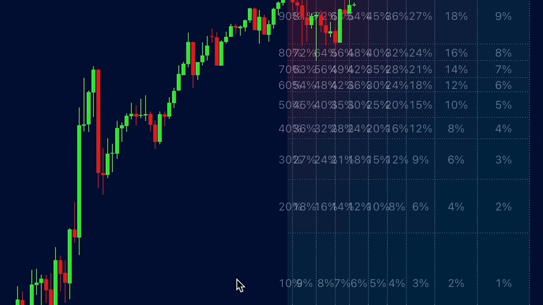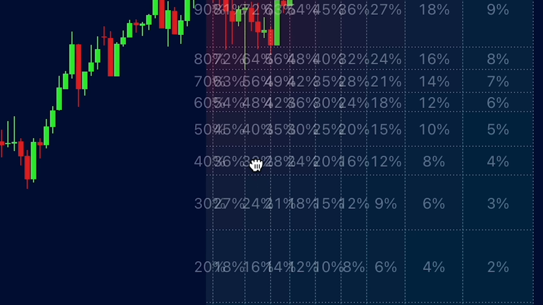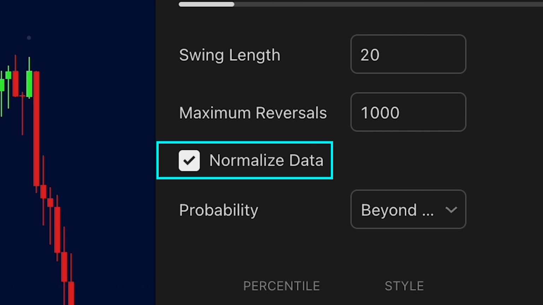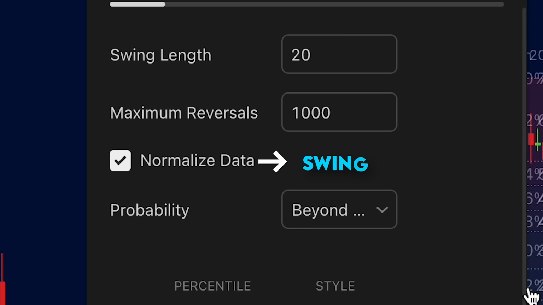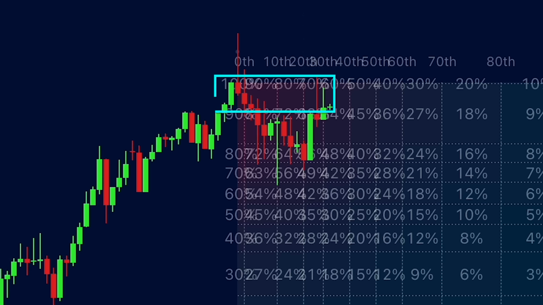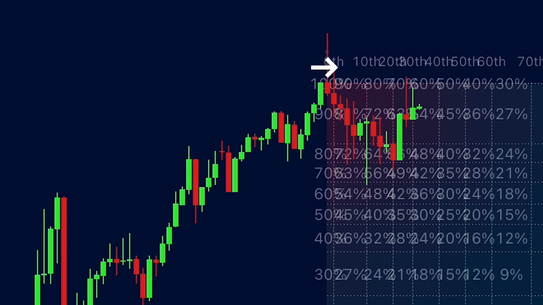Now, to get the most accurate predictions, let's optimize your settings. Double-click on the indicator to access the settings panel. You'll see the normalized data. I recommend you keep this enabled as it ensures fair comparison across different market conditions by using returns between swings instead of raw price deltas, because without normalization, recent high volatility periods would dominate the calculations, making your probabilities inaccurate for current conditions.